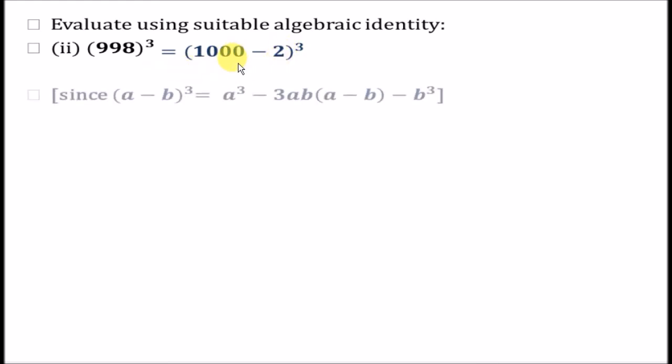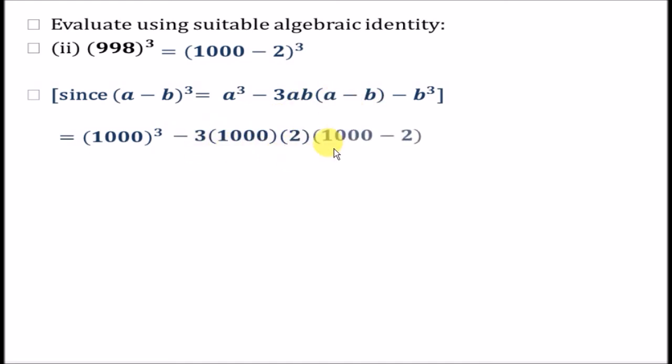Which can be expressed as (1000 − 2)³. Now this is in the form of (a − b)³, where in place of a we have 1000 and in place of b we have 2. Since (a − b)³ equals a³ − 3ab(a − b) − b³. Now let's put the values. a³ will be 1000³ minus 3ab, 3 into 1000 into 2, (a − b), (1000 − 2), minus b³, so minus 2³.